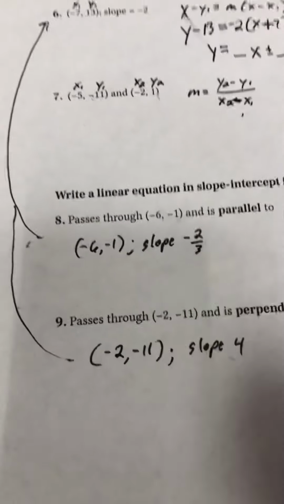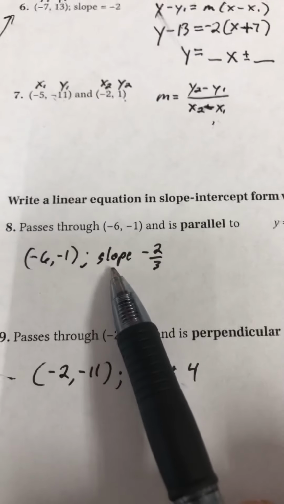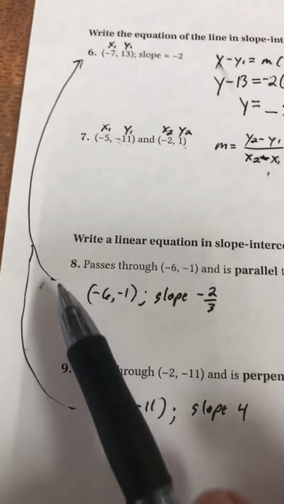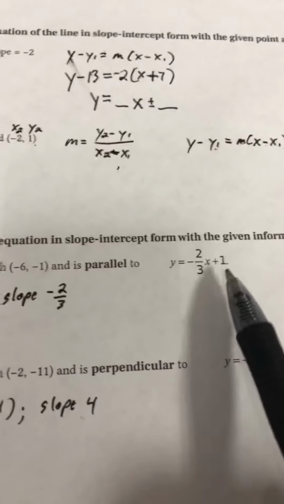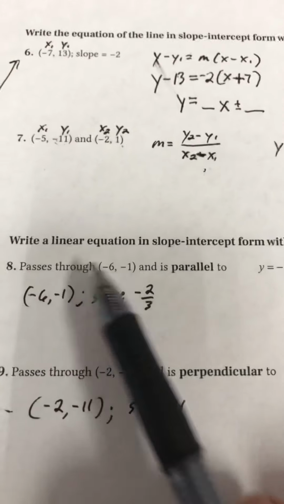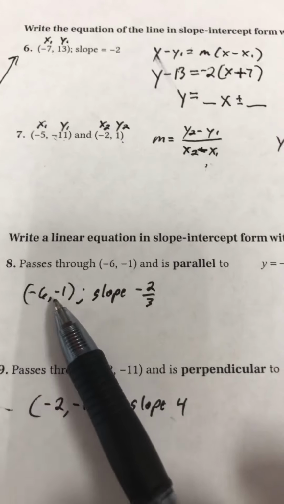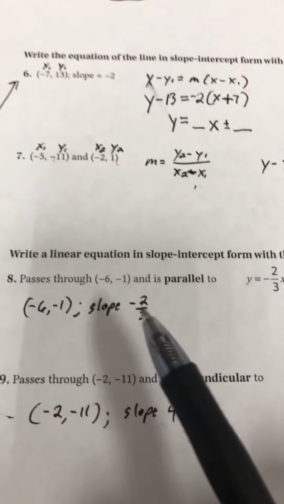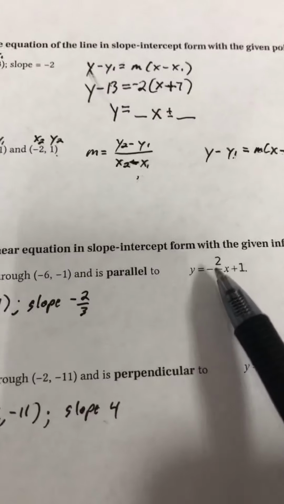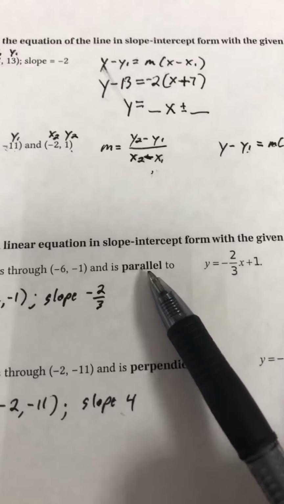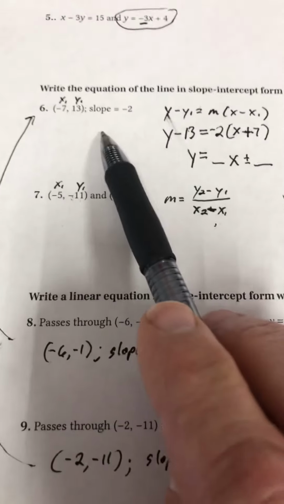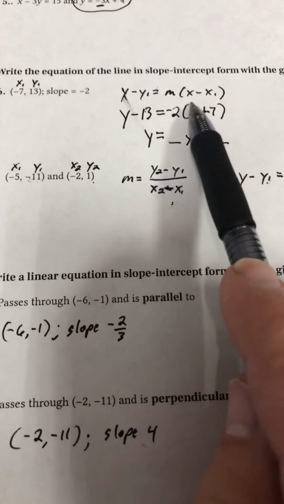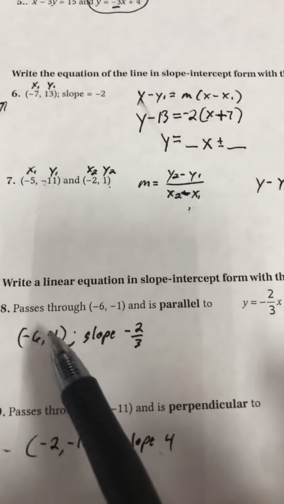For number 8 and 9, you're going to do the same thing. That's why I drew this line up to 6. In other words, they're telling you to write an equation that passes through this point, and you have a slope of -2/3, because parallel is going to have the same slope. So you just have to do what you did up here. Use this formula and plug in these 2 points.